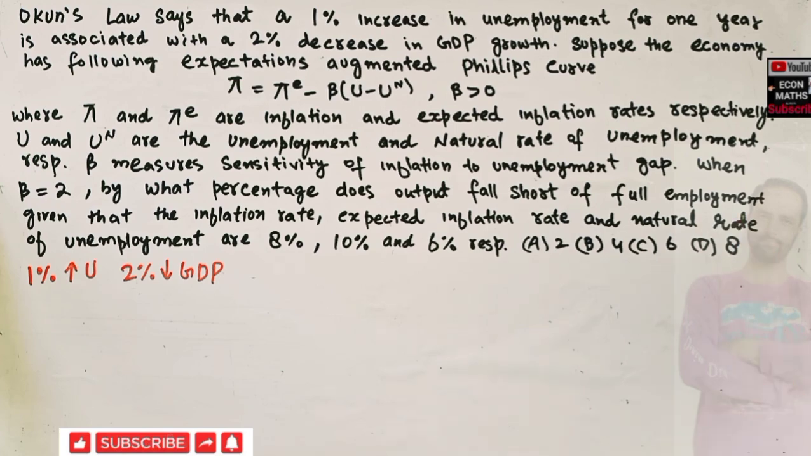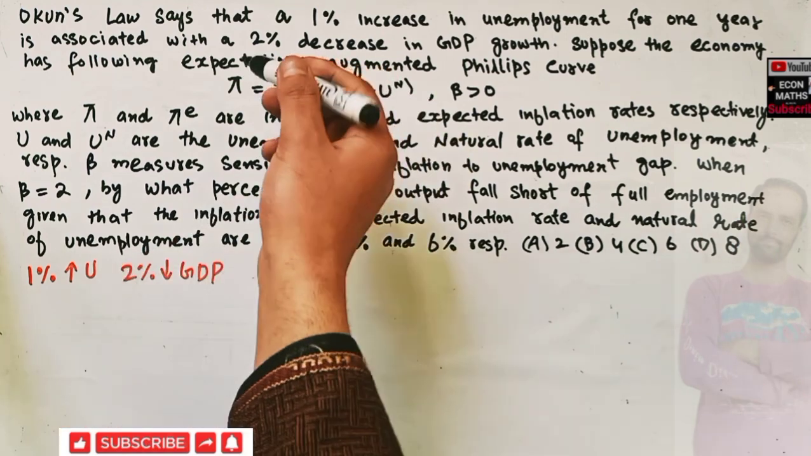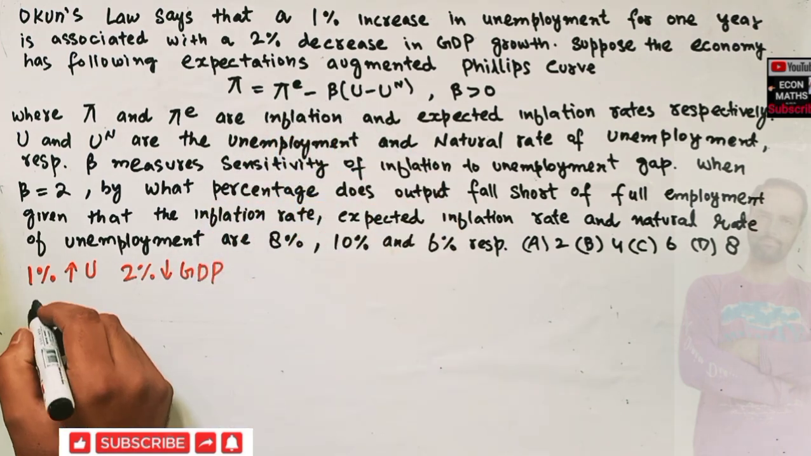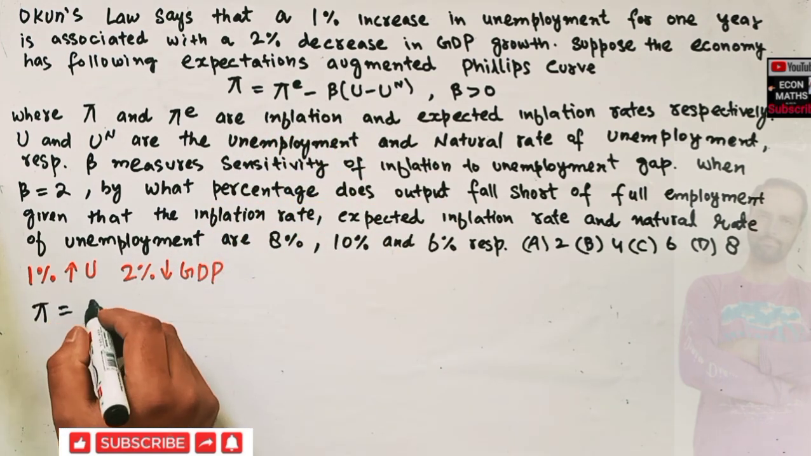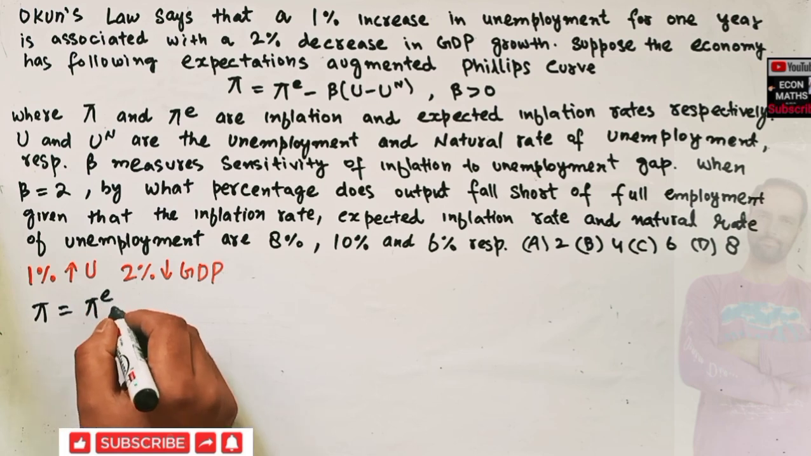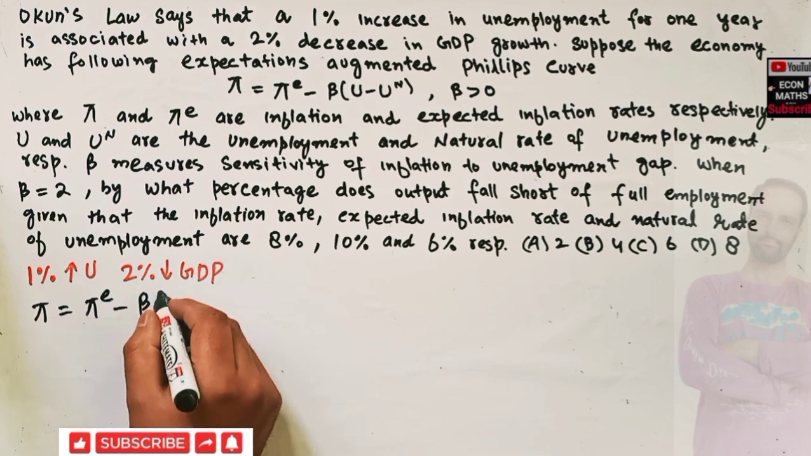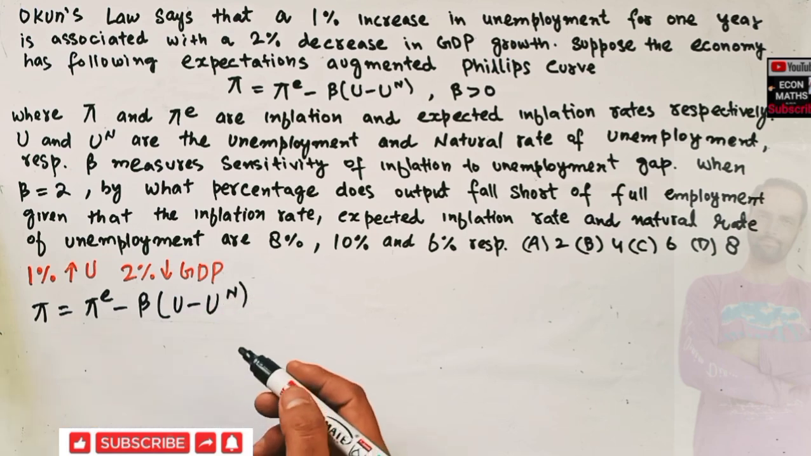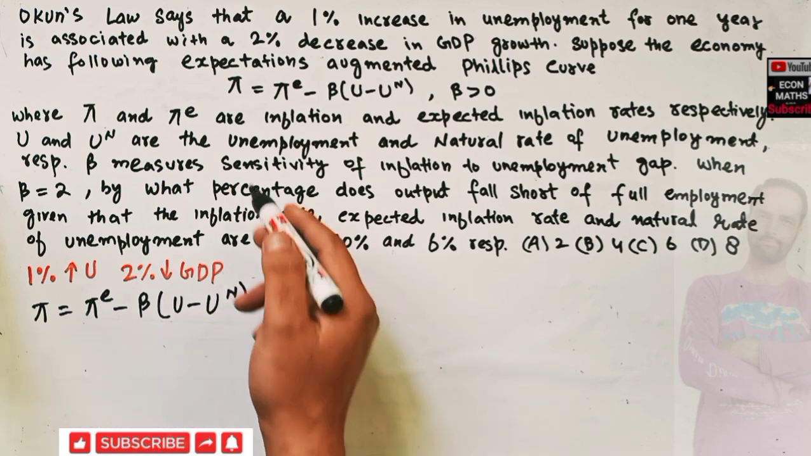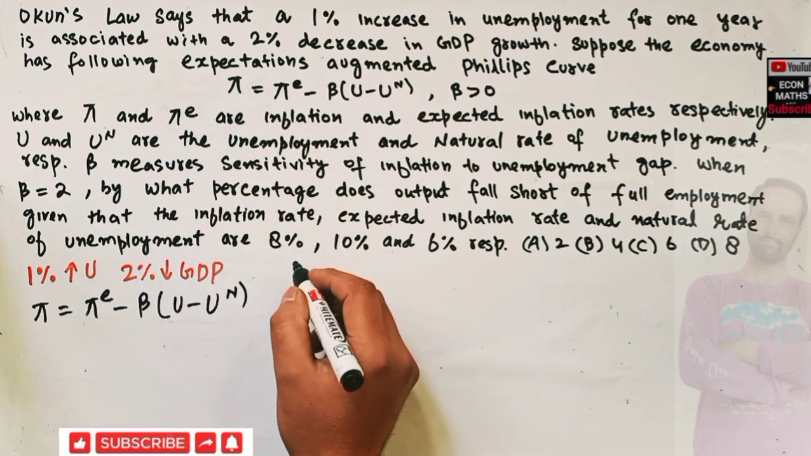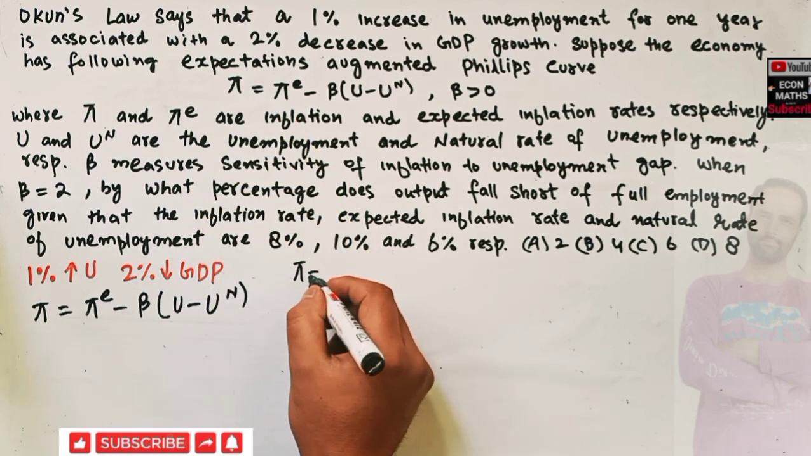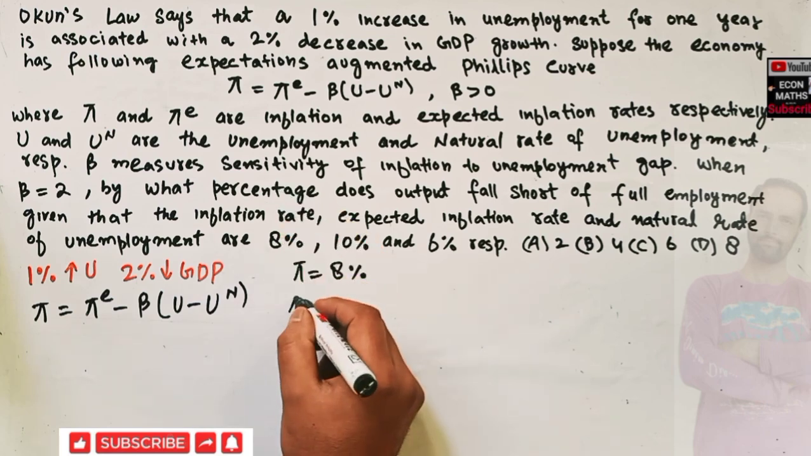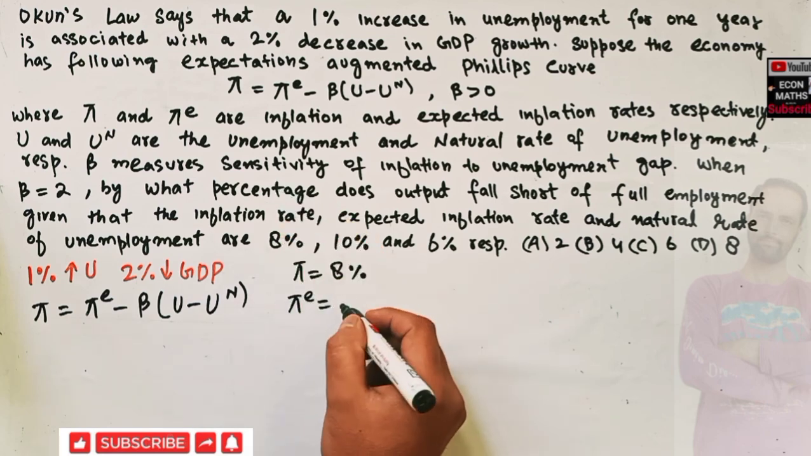Okay, so for this what we will see, first we write this expectation augmented Phillips curve is being given as pi is equal to pi e minus beta times u minus un. Okay, what are the values of the different variables? We are being told that the inflation rate, that means pi, the value of pi is 8%. Okay, and the expected inflation rate is 10%.